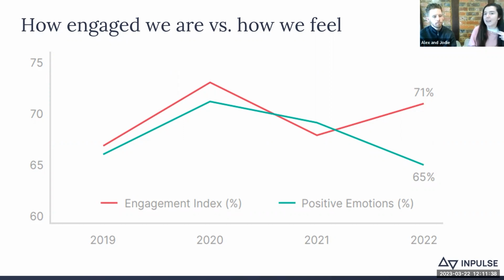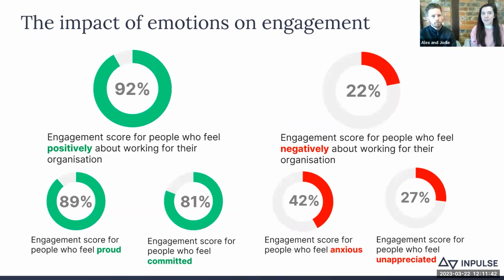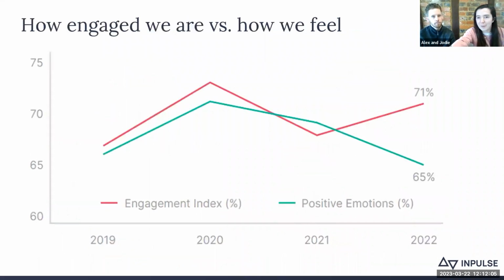So if we look in a little bit more depth at the emotions, here we are seeing the impact that emotions have on the engagement scores. Looking firstly at those two circles at the top, we've got the 92% engagement score there for people who feel positively about working for their organization. That's incredible. Just bear in mind here that the average engagement index score, going back to that other slide, is sitting at 71%.